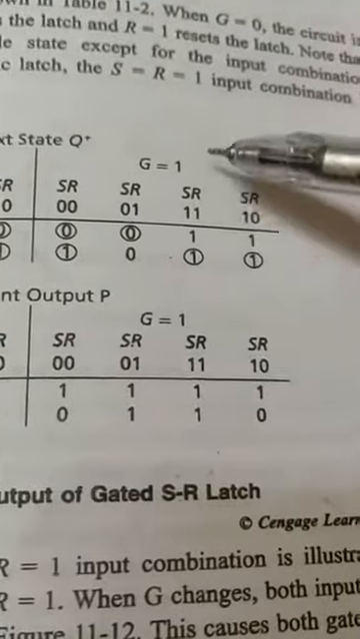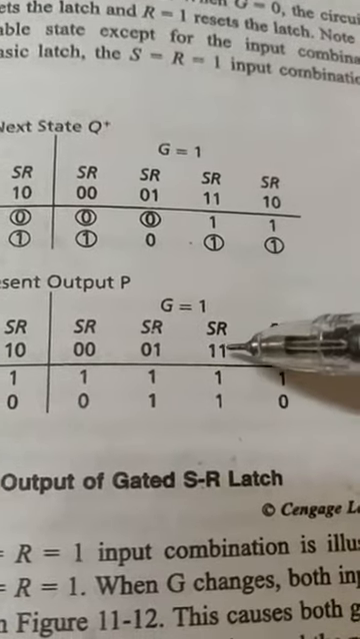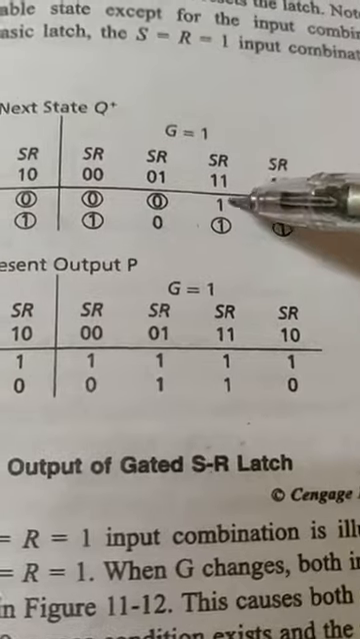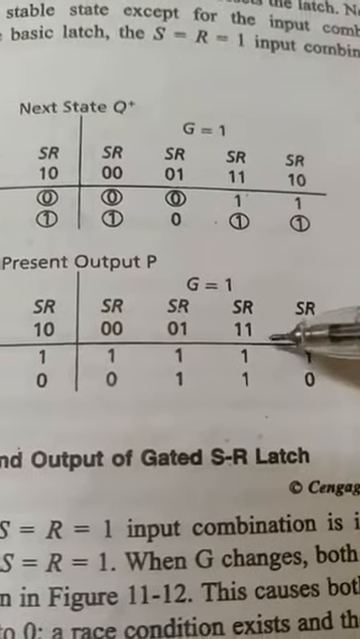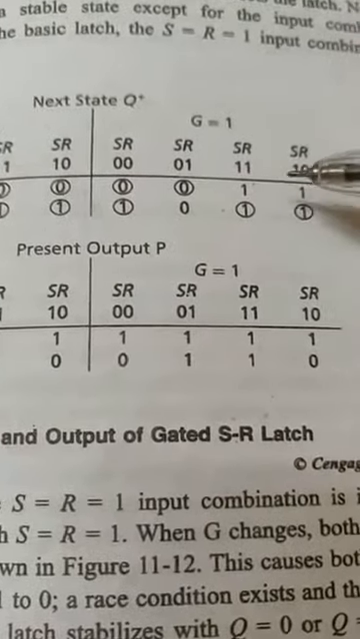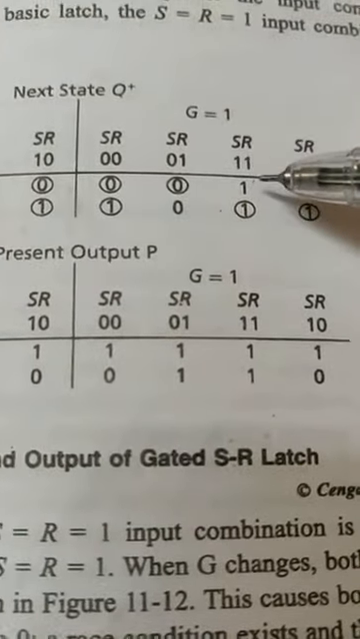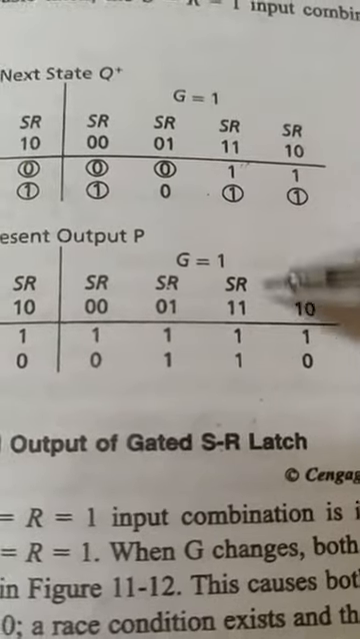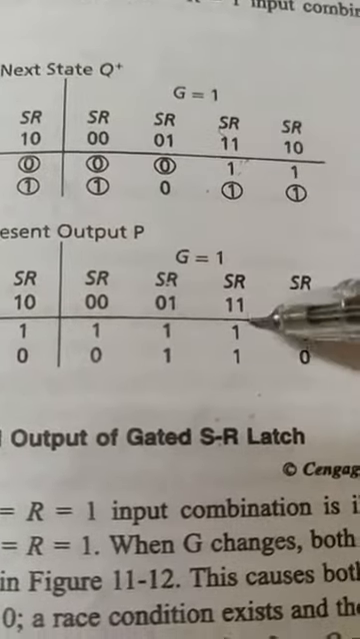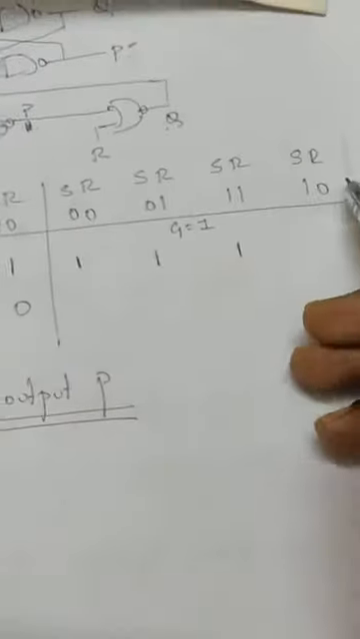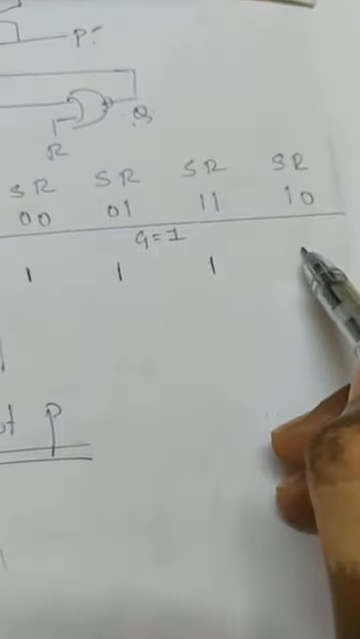This is with respect to Q, and this is with respect to P. When SR is equal to 1 and 1, this is the only time where P and Q will both be 1. In all the other inputs, P and Q will be complements of each other. But when the input S is equal to 1, R is equal to 1, that's the only state where P and Q both will be the same, 1 and 1.